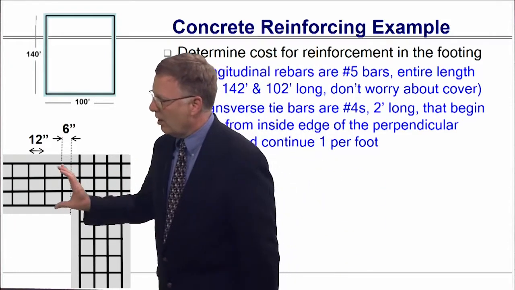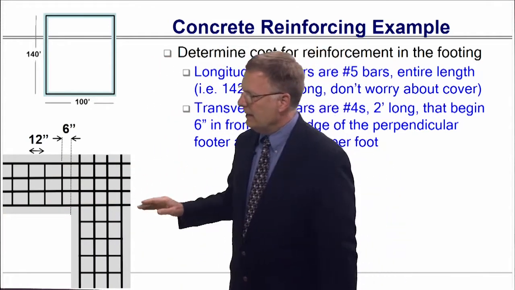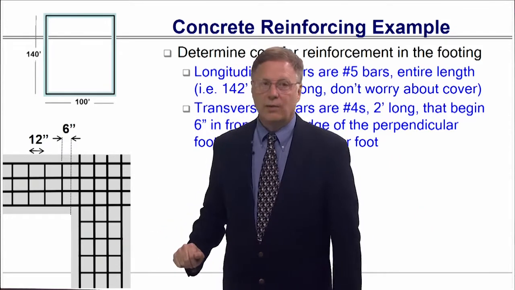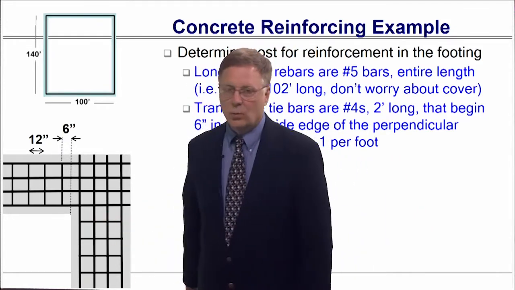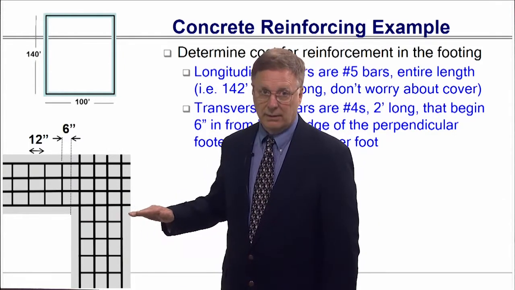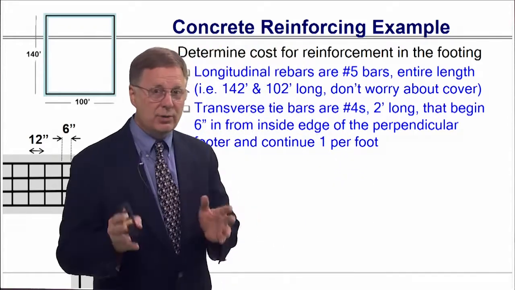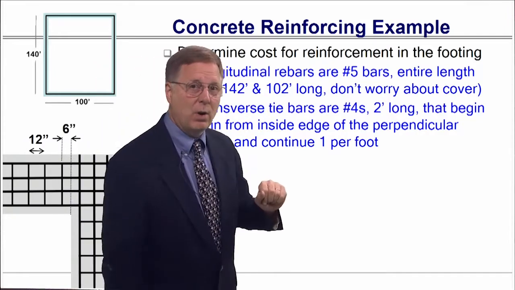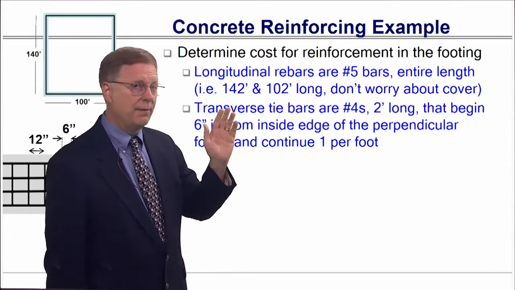So 4 bars in the longitudinal direction, and then in the transverse direction, every 12 inches, starting 6 inches in from the inside edge of the footing. All right, so let's think that one through. Again, the geometry is going to come into play here. The longitudinal bars are number 5 bars, and they run the entire length of the footing.